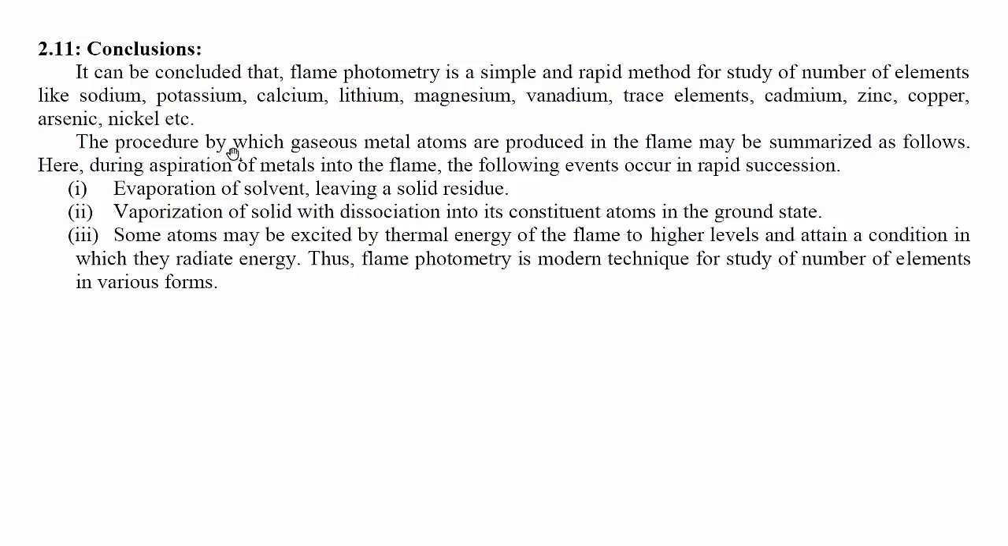The procedure by which gaseous metal atoms are produced in the flame may be summarized as follows. Here, during aspiration of metals into the flame, the following events occur in rapid succession. 1. Evaporation of solvent, leaving a solid residue. 2. Vaporization of solid with dissociation into its constituent atoms in the ground state. 3. Some atoms may be excited by thermal energy of the flame to higher levels and attain a condition in which they radiate energy. Thus, flame photometry is a modern technique for study of a number of elements in various forms.